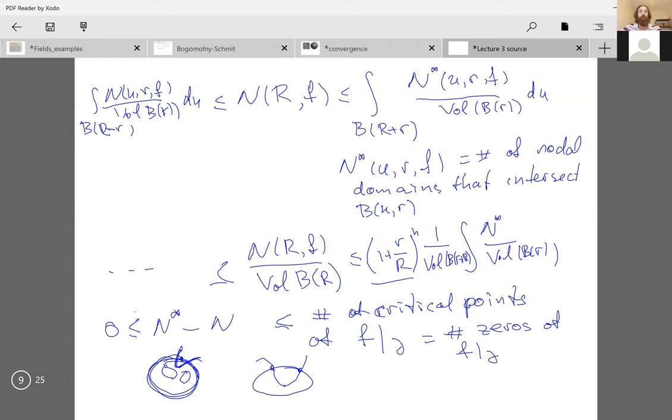But now this is something that is computable using Kac-Rice. And since our field is stationary, zeros have a density. So this is something of order constant times the length of the boundary. And when you have a disk of radius r, its volume is of order r squared and length is of order r. So in the limit, it goes to zero.